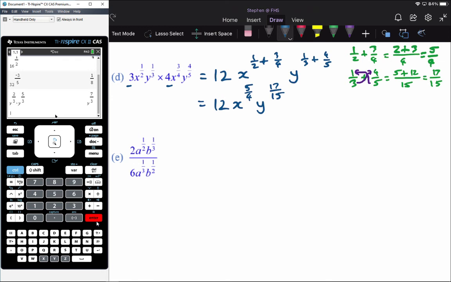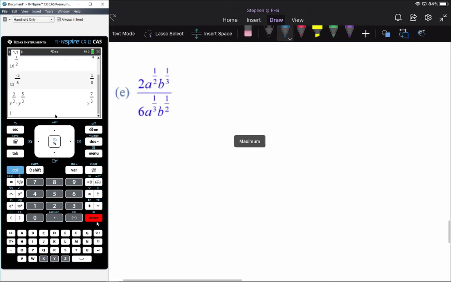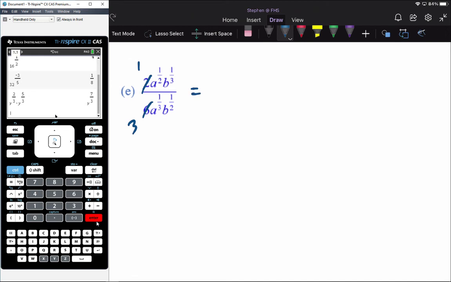Alright, now for the lucky last. 2a to the half, b to the 1/3, over 6a to the 1/3, b to the half. Alright, first things first, let's cancel 2 and 6. That's 1 and 3. So 1 and 3 there. Then we have a to the half over a to the 1/3. So let's work that out. We should get a 1 on the top. I'll just leave the 1 blank.